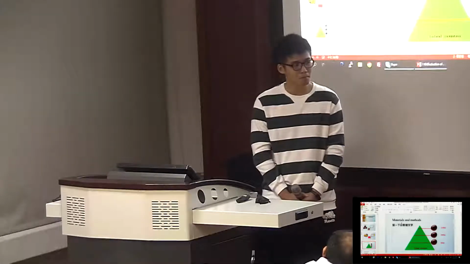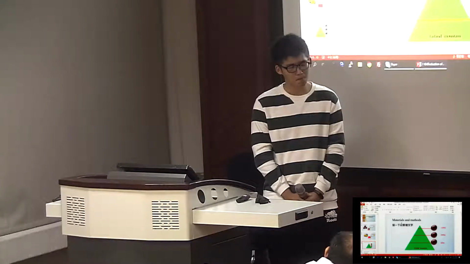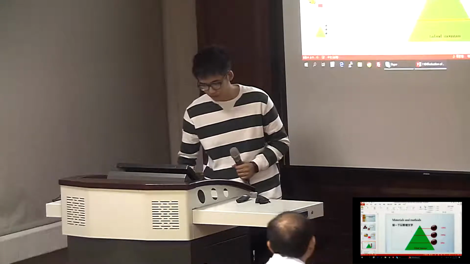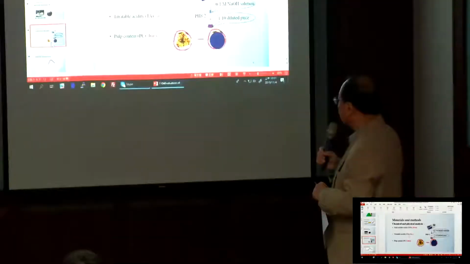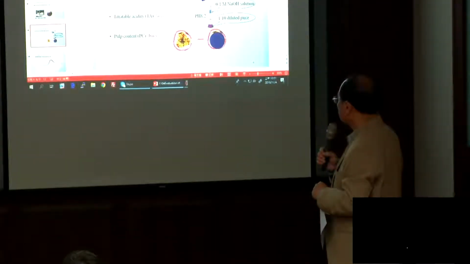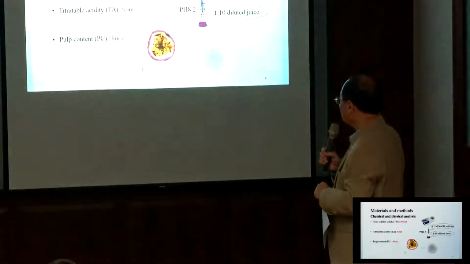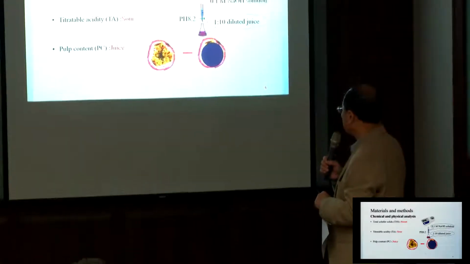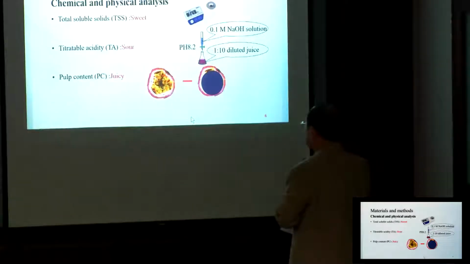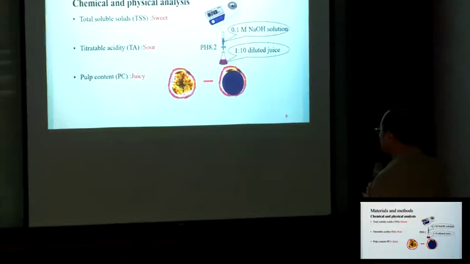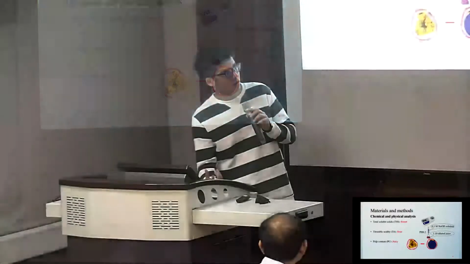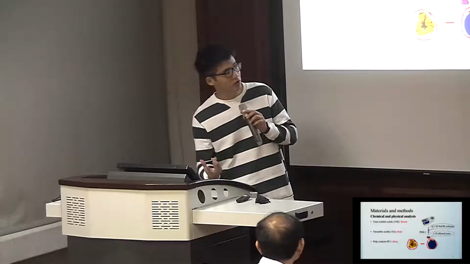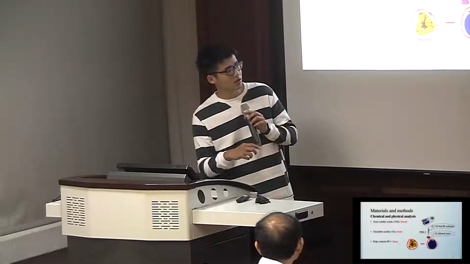How do you measure the pulp content? By weight or something? No, by ratio of weight. The ratio of weight? Yes. So this is the original we got from the fruit, and we measure the weight of that. Then we remove the flesh inside the fruit. Then we measure the weight. So we subtract both of them.